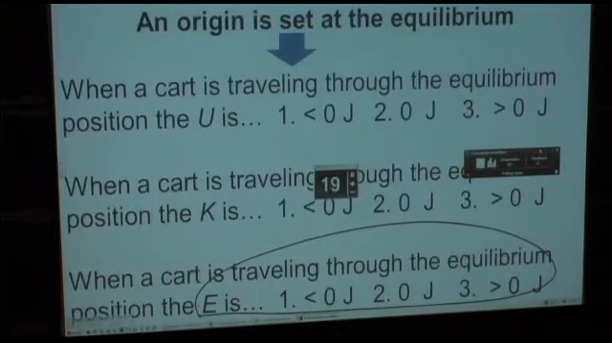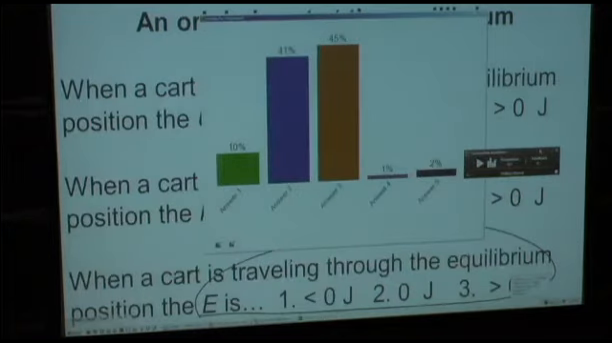Thank you. So everybody who has pressed something is free to go. I'm going to still wait for 12 more seconds. If you want to see it, the right answer is 3. It's always positive. Kinetic energy is mv squared, potential is kx squared, everything is squared, everything is positive. It's always positive.